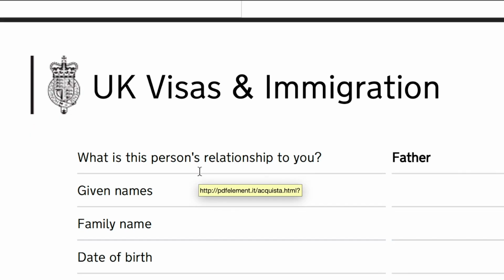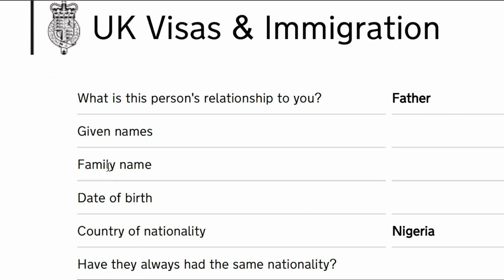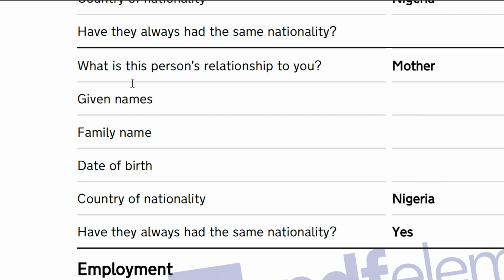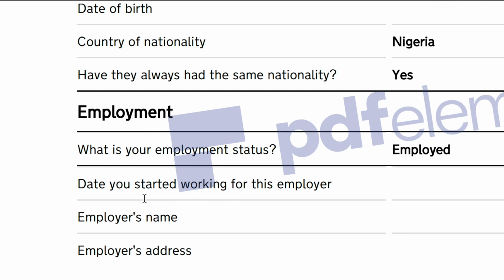Parent details. You have to provide the details of your parents: given name, family name, date of birth, country of nationality. Have they always had the same nationality? What is their relationship to you? So father or mother, you're going to provide all those details.